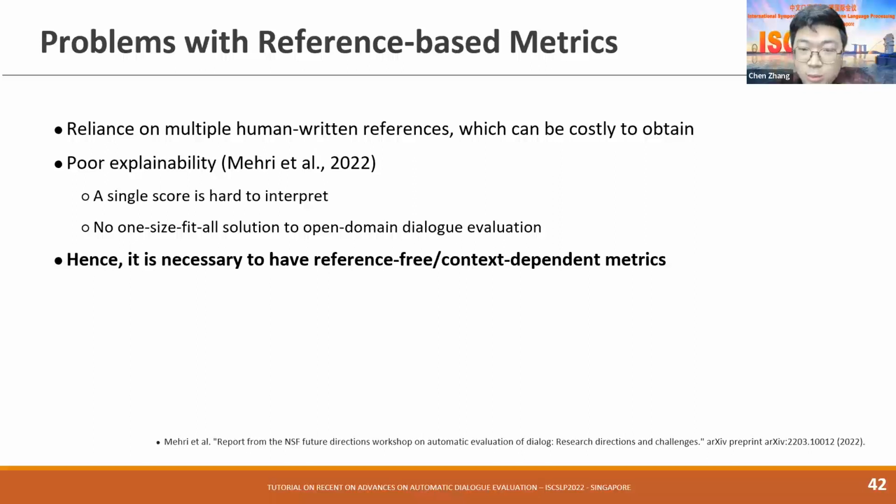A second problem with the previously mentioned metrics is that they generally compute a similarity score, for example, between the reference and the hypothesis. This single score is hard to interpret. It only captures part of the quality of the response, for example the adequacy, or whether the response is fluent. But there are many different dimensions with respect to the quality of the dialogue.